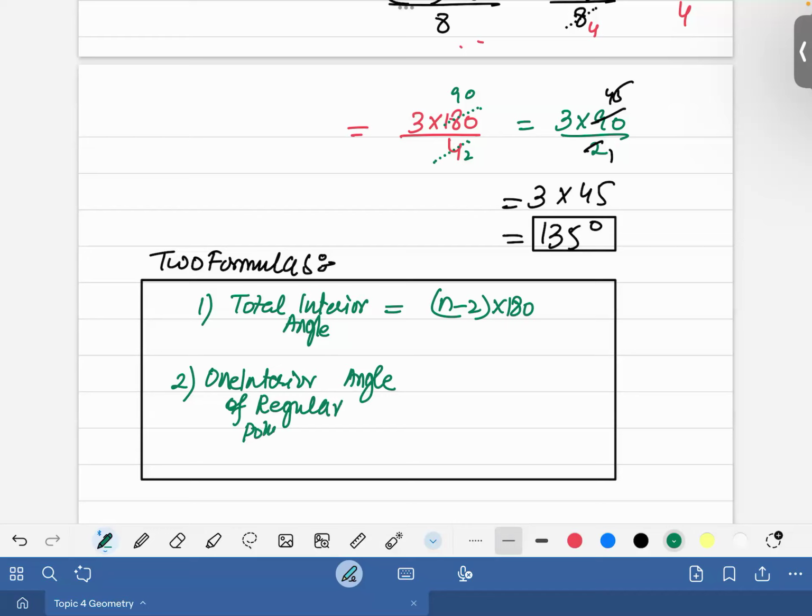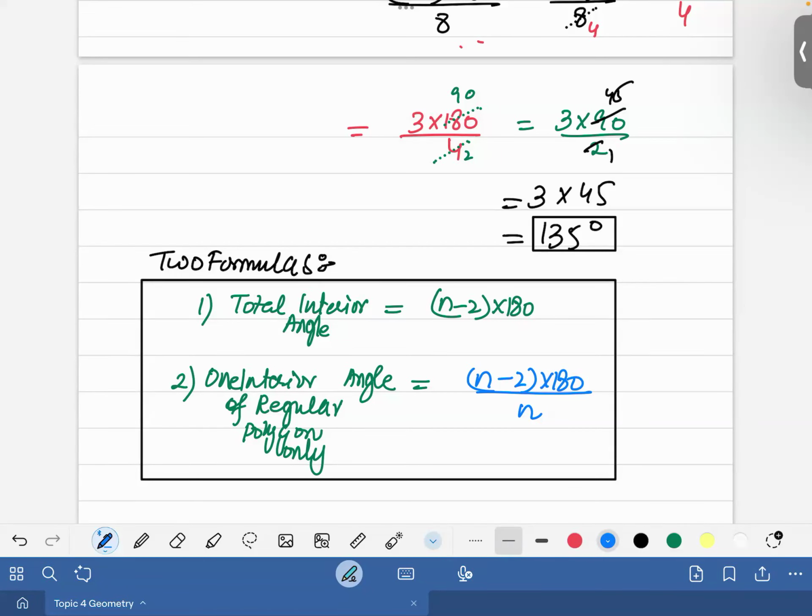Okay, I will write it here: we cannot use this for irregular polygons because in irregular polygons the angles change. So the formula would be n minus 2 times 180, same formula but just divide by the number of sides, because all angles will be same in a regular polygon. Understood everybody or not? Yes or no?